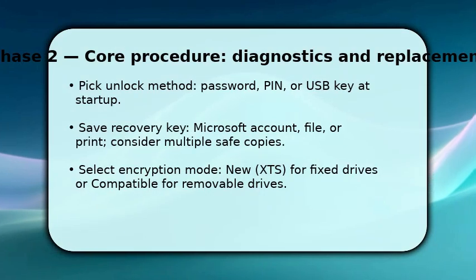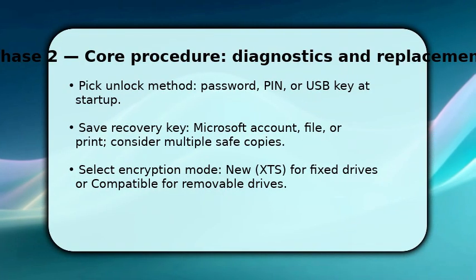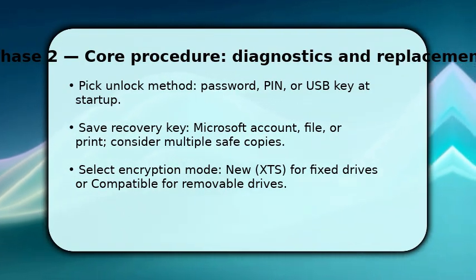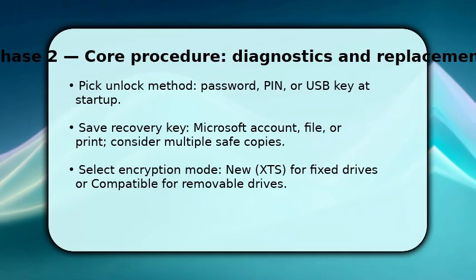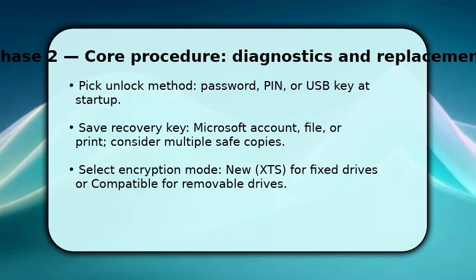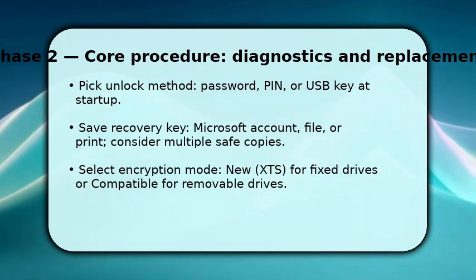Now choose how you will unlock the drive and where to store the recovery key. You can set a password or use a USB key. If you have TPM, you can combine TPM with a PIN. Save the recovery key to your Microsoft account, a file, or print it. Store at least one offline copy in a secure place.